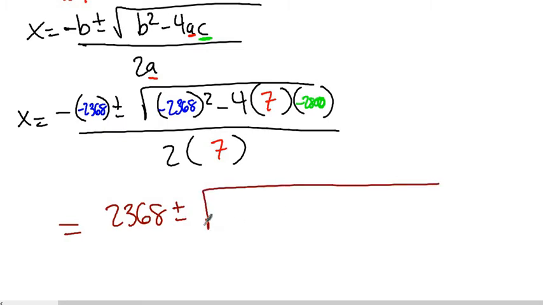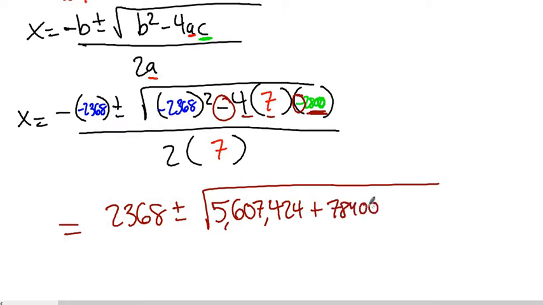Okay, and then obviously these are fairly large numbers. So negative 2368, that whole thing squared, turns out to be this massive number right here, 5,607,424, using a calculator. Then here, a negative times a negative is going to be a positive. And then what is this going to be? 4 times 7 is 28. 28 times 28 with 2 zeros would be 784 with 2 zeros, so 78,400. And then we want to add that to that number that we just got right there. By the way, it's all over 2 times 7, which is 14.